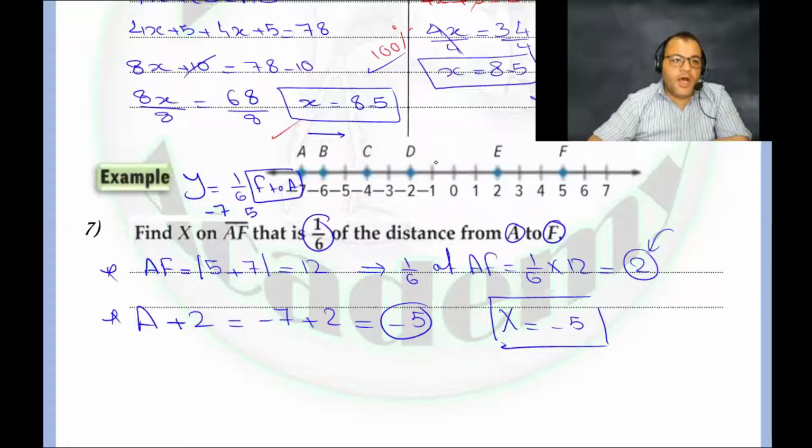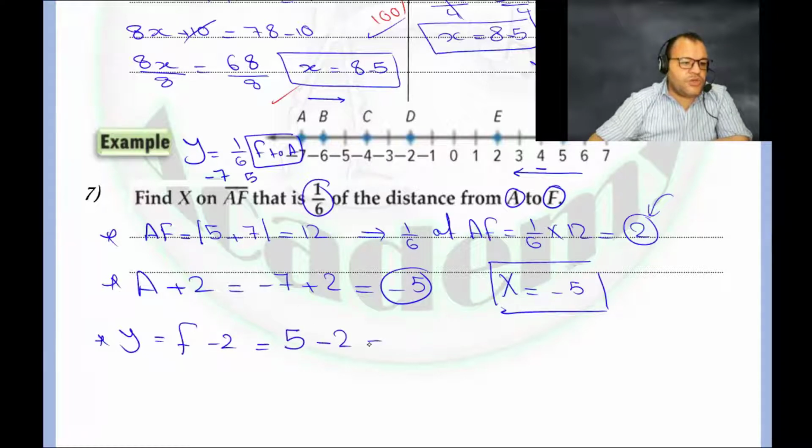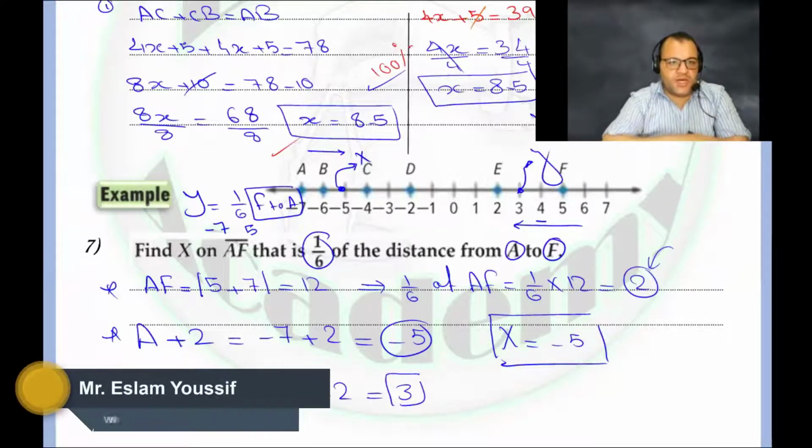From F you subtract 2 units. To find y now, I will subtract, because I'm going from F to A. It means I'm going to the left. You are going to the left, you will subtract 2 units. So it will be F, which is 5, minus 2, which equals 3. So at negative 5, we have a point which is x, and at 3, we have a point which is y. You got the idea for this one?